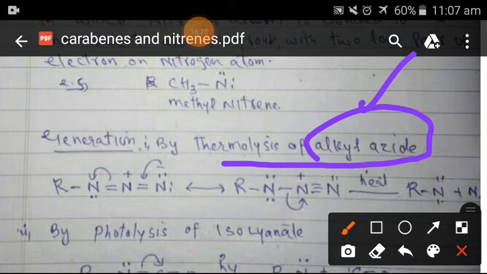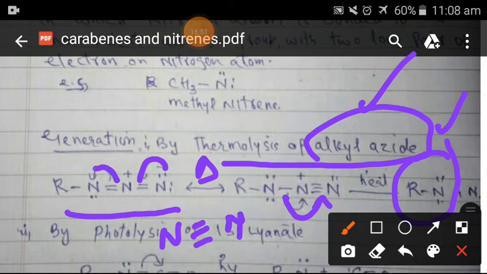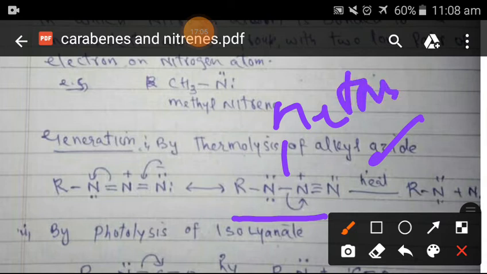Here the first case is that when the alkyl azide is heated, it forms the nitrene, and nitrogen gas gets released. It is a movement of electrons from here. The shifting of electrons takes place, as a result of which nitrogen triple bond nitrogen is formed. First the intermediate product is formed, which gets further heated, and due to heterolytic cleavage, nitrogen gas is evolved here.